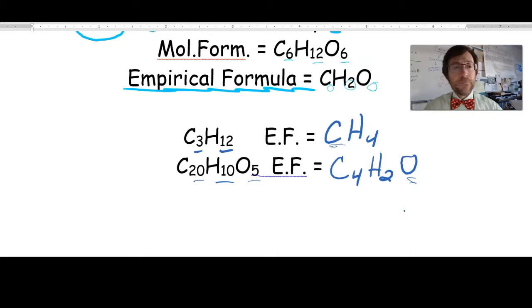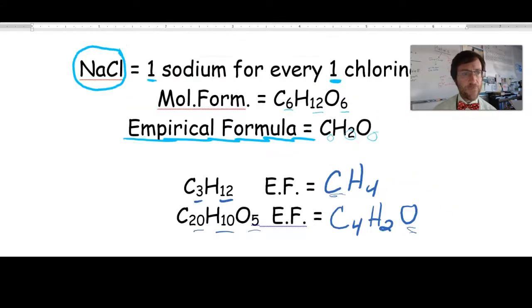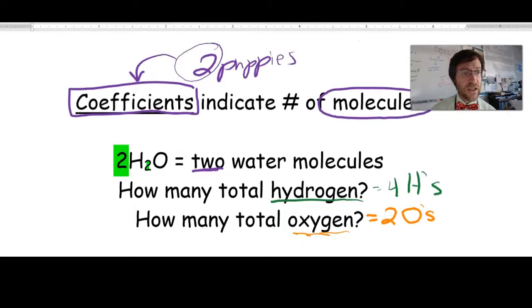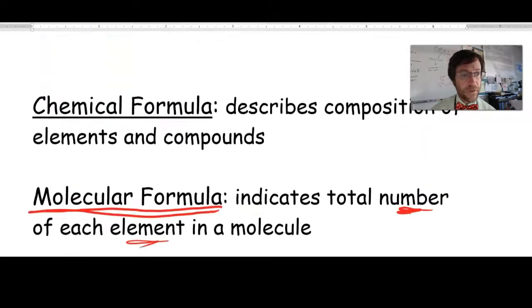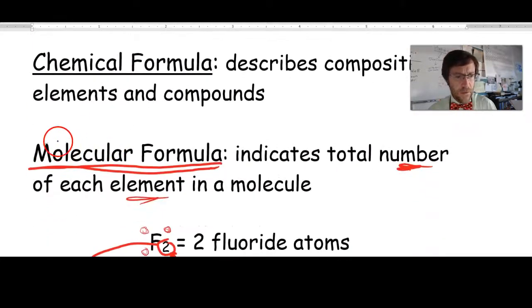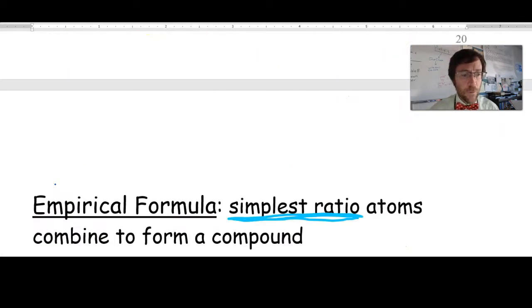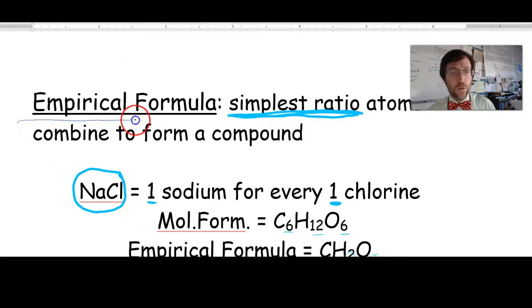Sorry, I want to review. We have molecular formula. We have empirical formula. Molecular formula tells you everything that's in the molecule, the total number of each element, right? That's what your molecular formula tells you, how much of each and every one. The empirical formula gives us just the ratio, the simplest ratio.